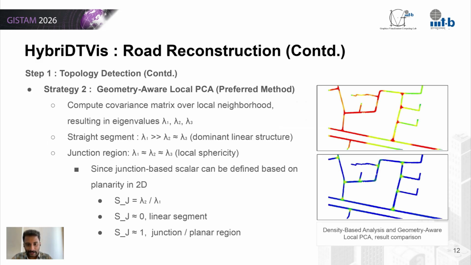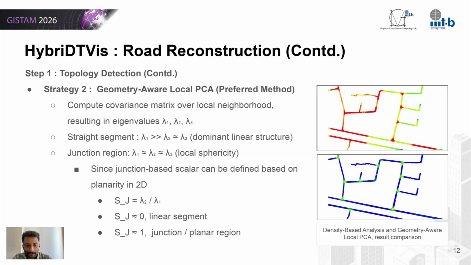The second strategy, which we prefer, is a geometry aware local PCA. For each point, we compute the covariance matrix over its local neighborhood, giving us three eigenvalues, lambda 1, 2, and 3. In a straight road segment, the structure is linear, so lambda 1 dominates. At a junction, the structure becomes more planar or spherical, so all three eigenvalues are comparable.